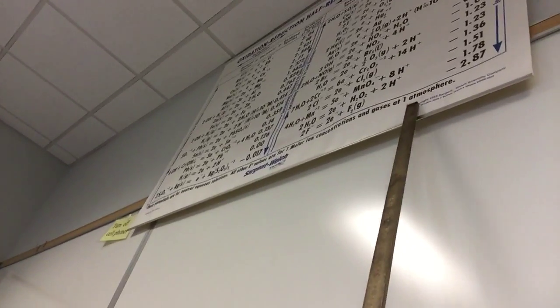A lot of people don't read the captions. This is for 1 molar and 1 atmosphere. And so this would be O2 at 1 atmosphere, O2 at 1 atmosphere. So we have 2 O2s at 1 atmosphere. One is much more reactive than the other. Why?